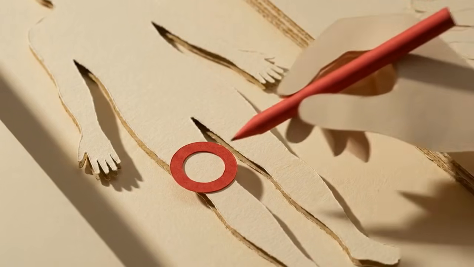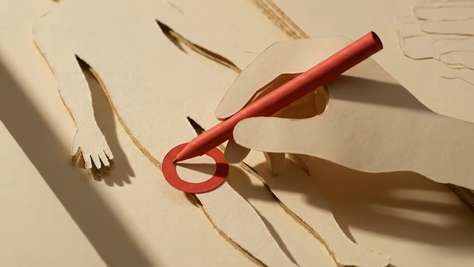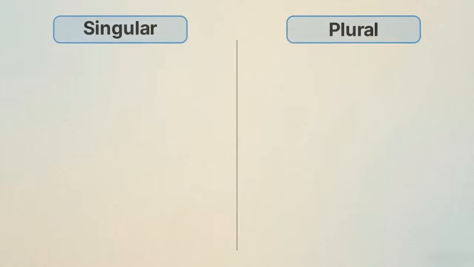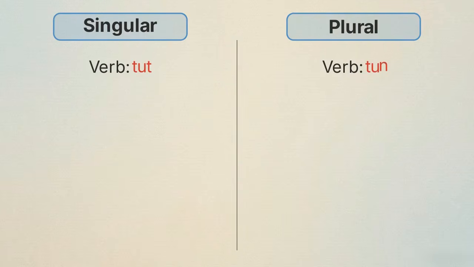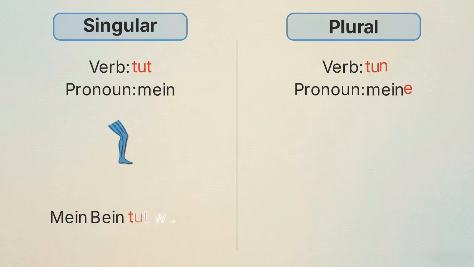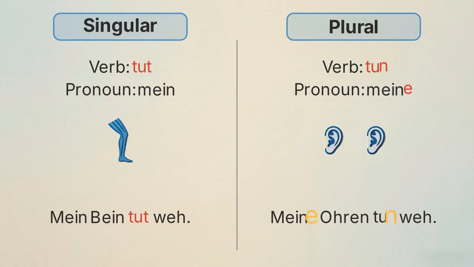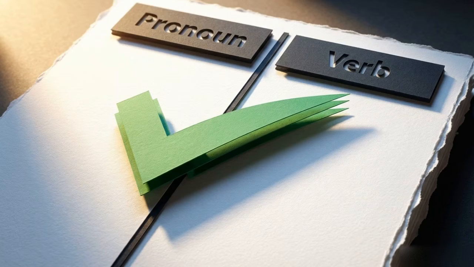A common mistake occurs when pain involves more than one body part. The verb must change to reflect the plural. Use tut for a single part, but tun for multiple parts. Adjust the pronoun to meine and the verb to tun. For one leg, mein Bein tut weh. For both legs, meine Beine tun weh. For both ears, meine Ohren tun weh. Ensuring the pronoun and the verb match the number of body parts mentioned prevents grammatical confusion during your consultation.